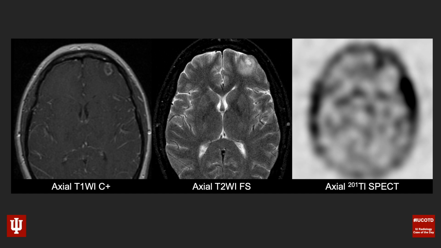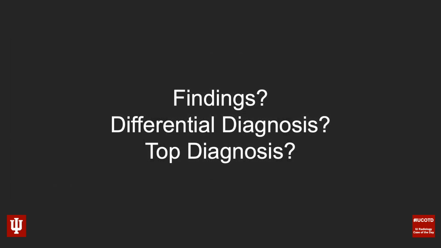So take a look at the three images here. Again, keep in mind, middle-aged woman, altered mental status. Take a look at these three images and try to piece this all together. All right, what are the findings? What's your differential diagnosis? And what would your top diagnosis, or maybe your top two diagnoses, be in this case?